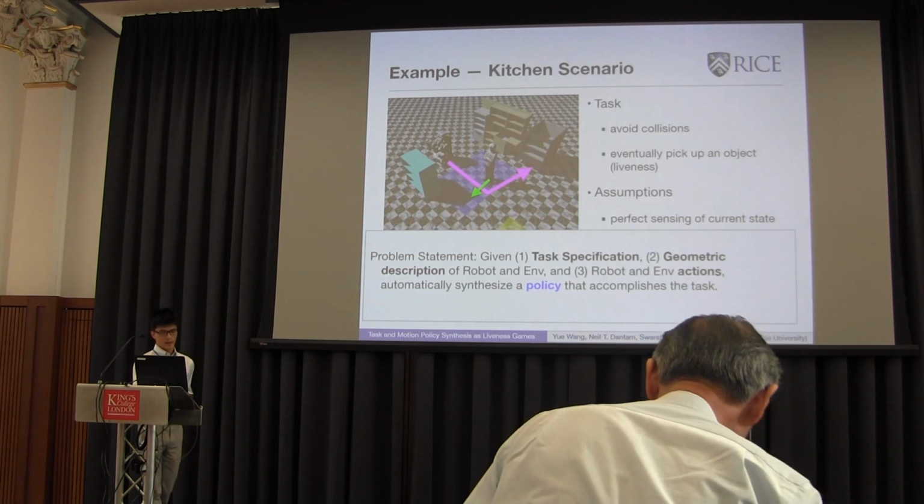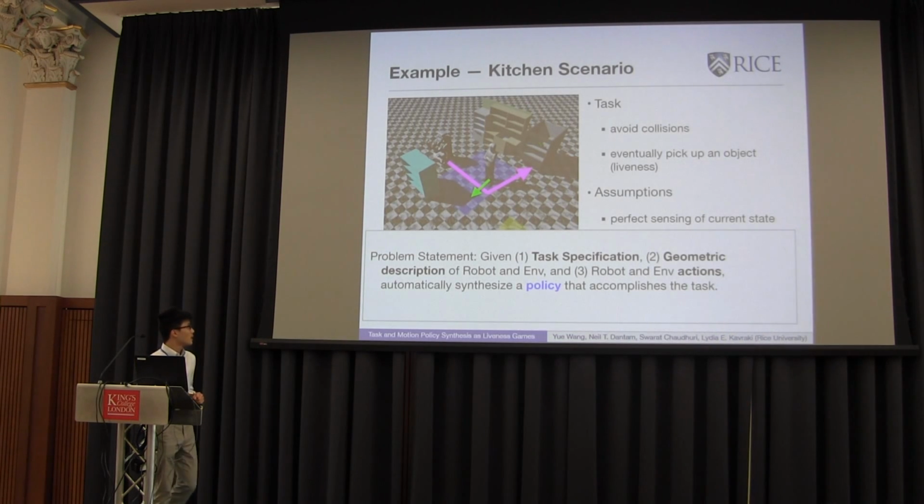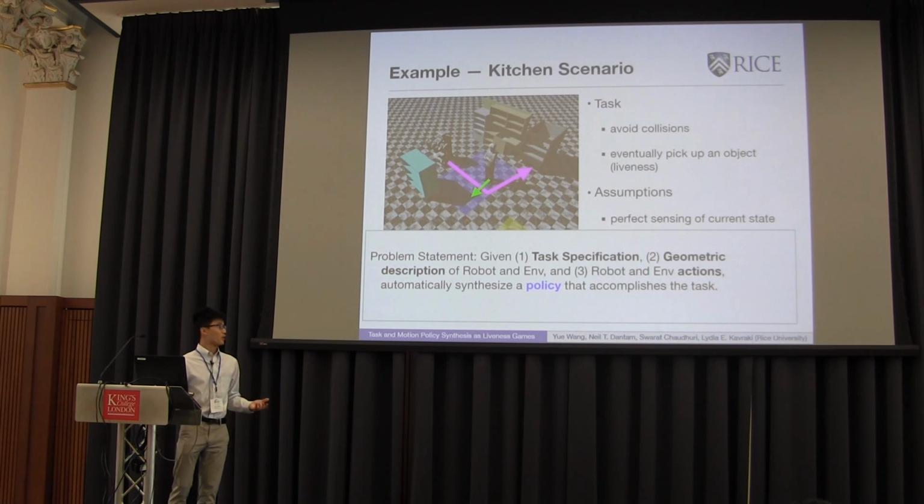So the problem has 3 components in inputs. First is the high-level task specification, and the second is the geometric description of a robot environment. And we also have a set of available actions for a robot in the environment. The goal is to automatically generate a policy that accomplishes this task.